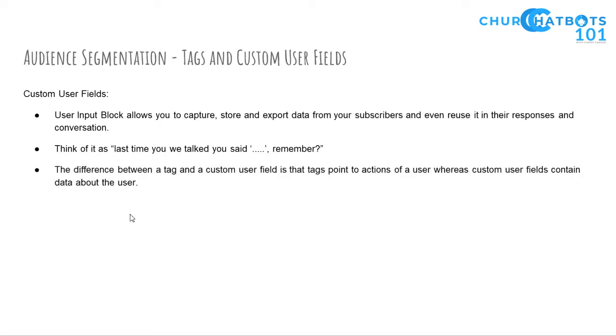The difference between a tag and a custom user field is that tags point to actions of a user, whereas custom user fields contain data about the users. Think email address, telephone number, address, birthday, marital status, how many kids they have, stuff like that.